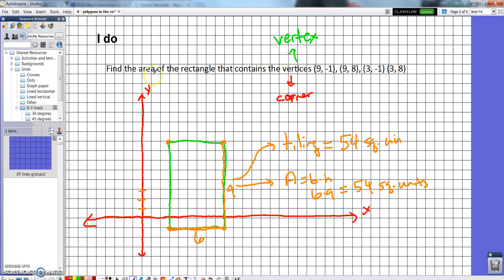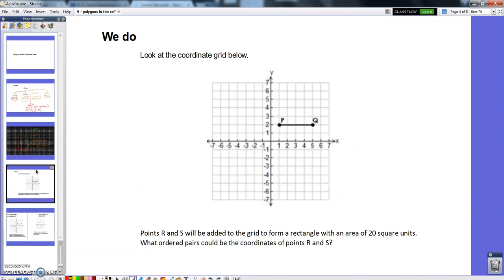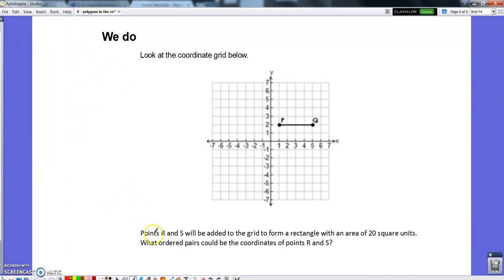So, combining the coordinate plane and polygons. All right, so open your notebook. Let's try another one together. How about this? Look at the coordinate grid below. Points R and S will be added to the grid to form a rectangle with an area of 20 square units. What ordered pairs could be the coordinates of points R and S?